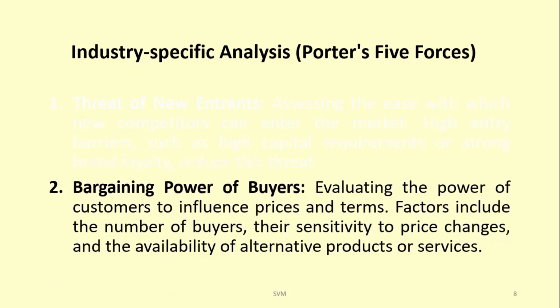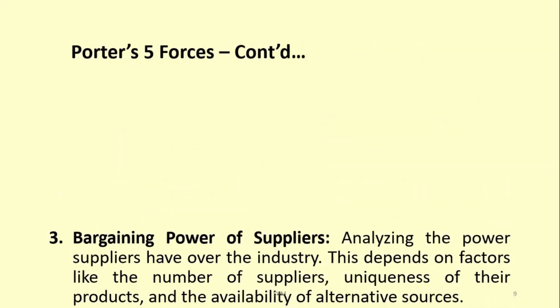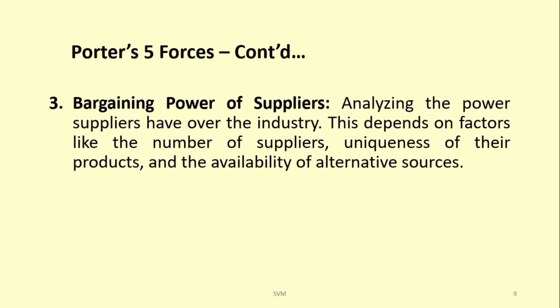Bargaining power of buyers, evaluating the power of customers to influence our prices and terms. Factors that include this may be the number of buyers, their sensitivity to price changes, and the availability of alternative products or services. The third one is bargaining power of suppliers, analyzing the power suppliers have over the industry. This depends on factors like the number of suppliers, uniqueness of their products, and the availability of alternative sources.